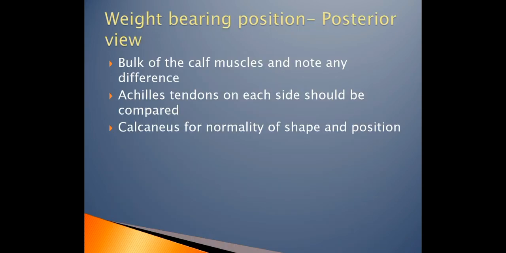Weight bearing position. In posterior view, we have to check for the bulk of the calf muscle and note any differences. Achilles tendons on each side should be compared. Calcaneus should be checked for any abnormality of shape and position. So if there is any abnormality in the calcaneus, that can be visible from the posterior aspect.